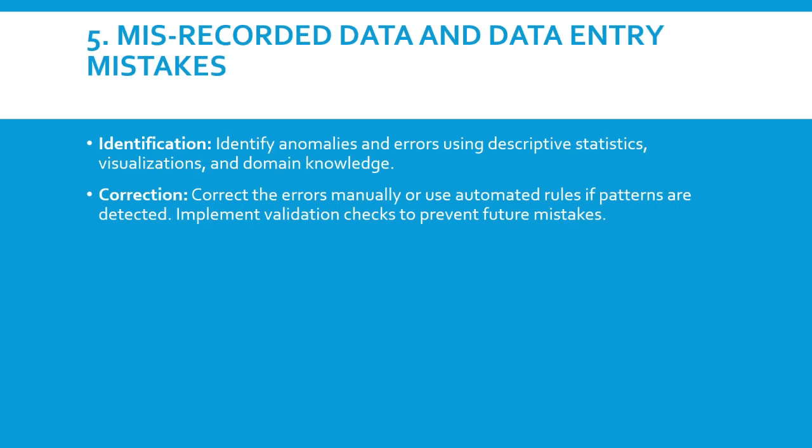Then the fifth messiness is misrecorded data or data entry mistakes, which are also called anomalies or errors. We can easily identify these anomalies and errors using descriptive statistics or visualization methods or some domain knowledge, or a combination of these. Once we identify the anomalies, we can correct the errors manually if you are a very good domain expert, or we can set some automated rules or patterns to detect and replace.